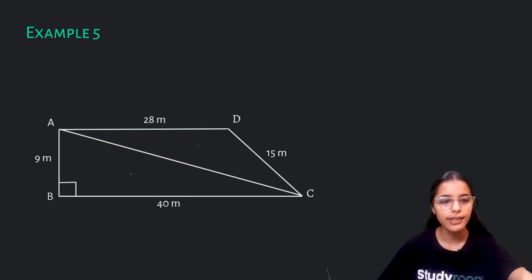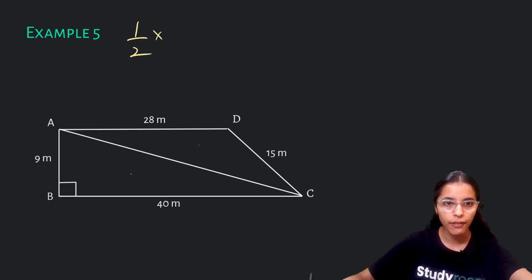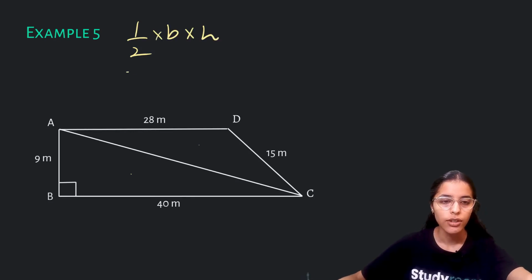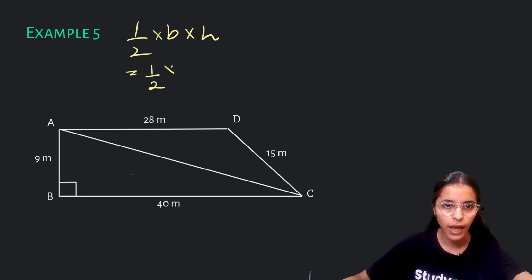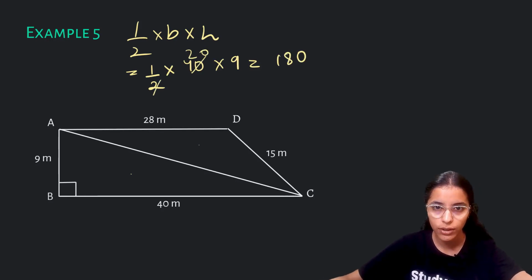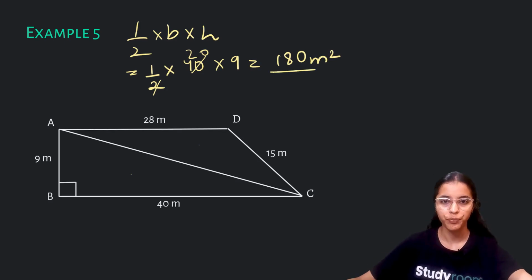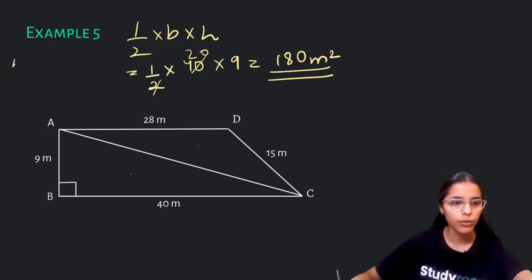Now here we can easily find out the area of ABC since angle B is given to be 90 degrees. So we can easily apply our formula, half into base into height. So it will be half into, what is our base? It is 40 meter into height, which is 9. So we'll get our area to be 180 meters square. Let us write down over here. Area of triangle ABC, which is coming out to be 180 meter square.